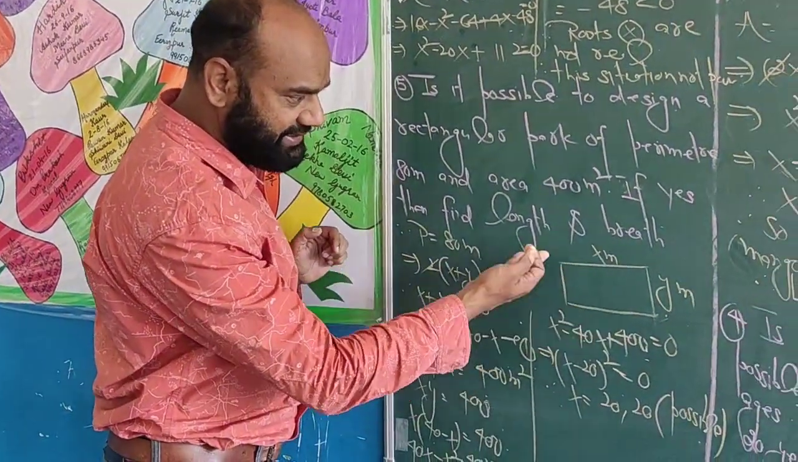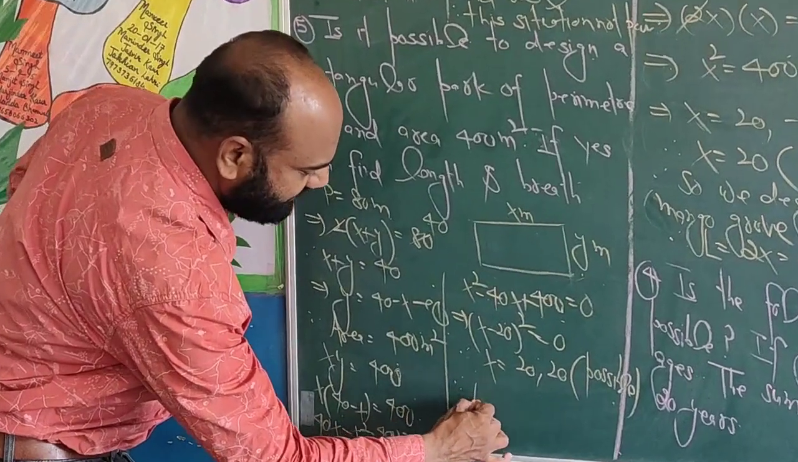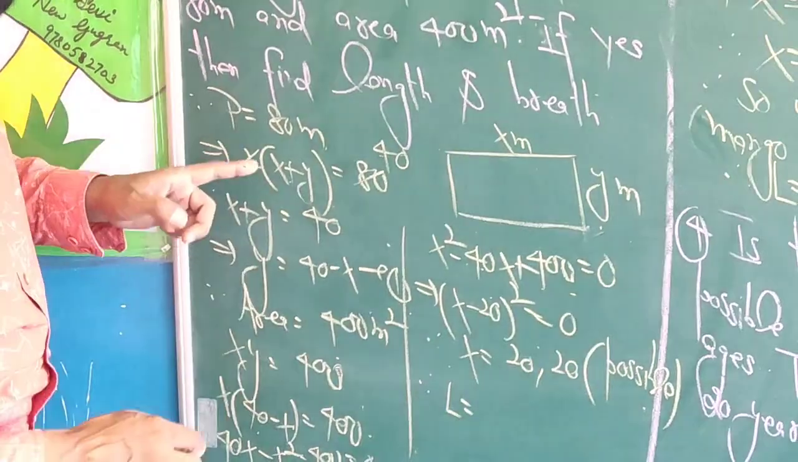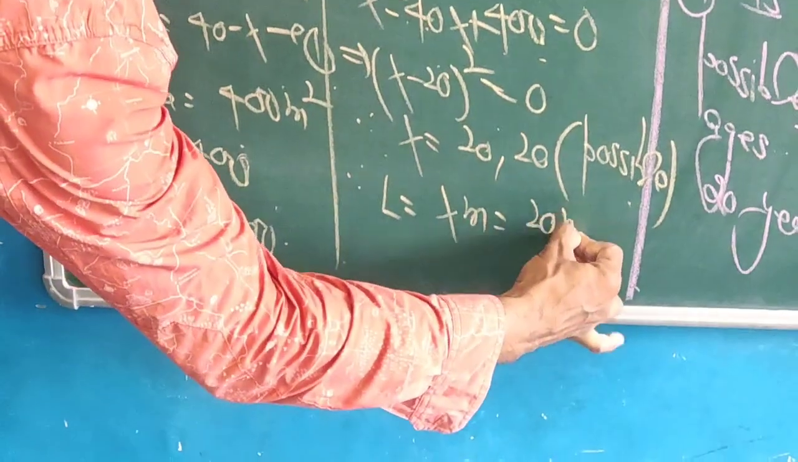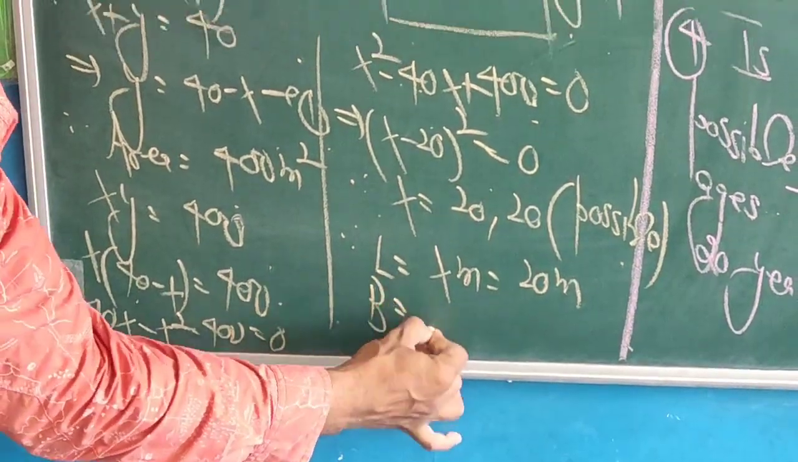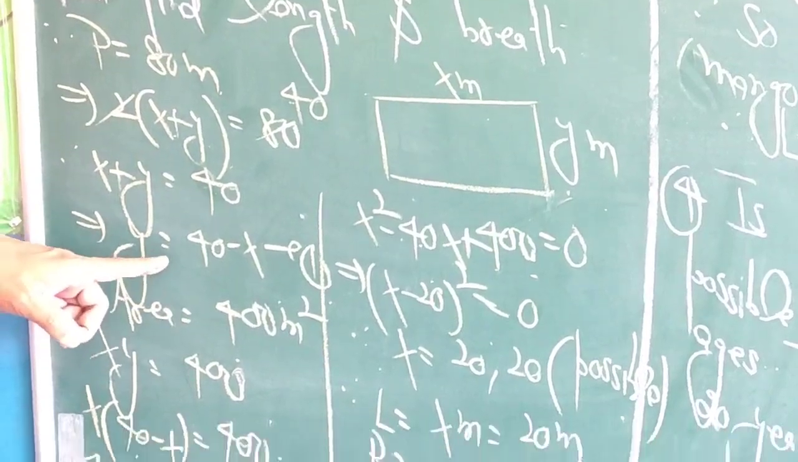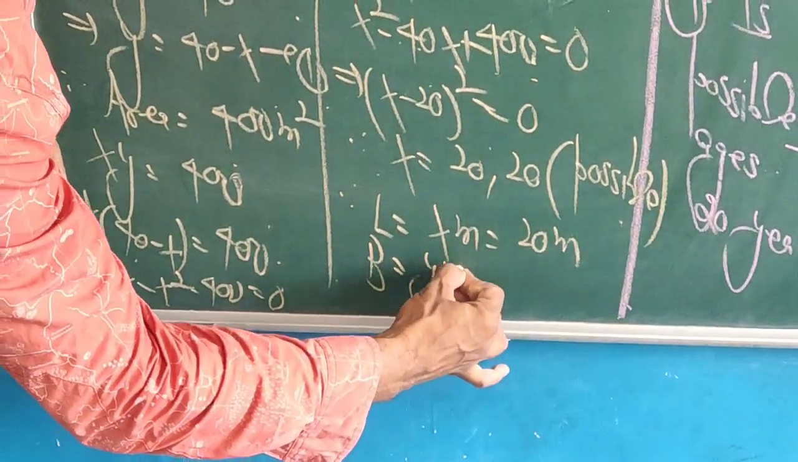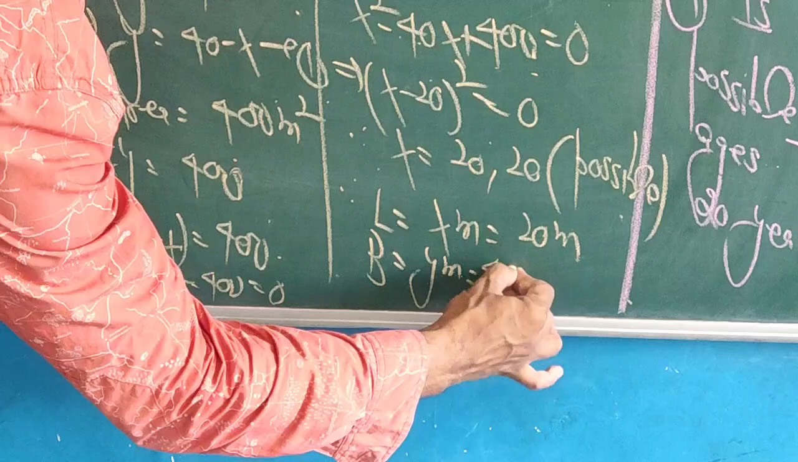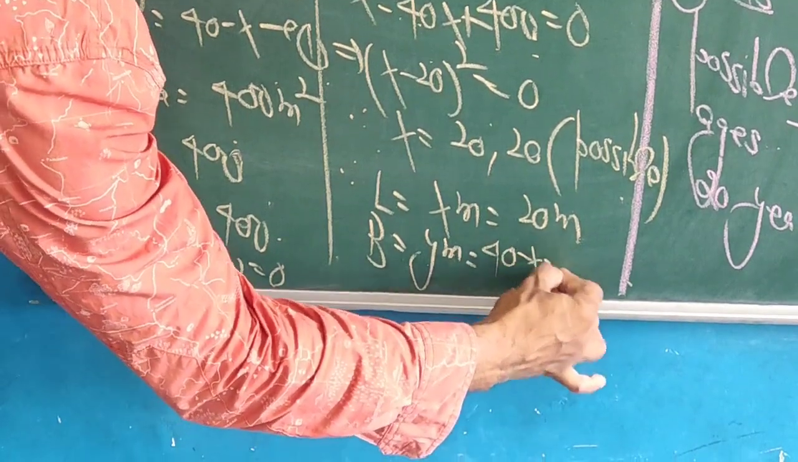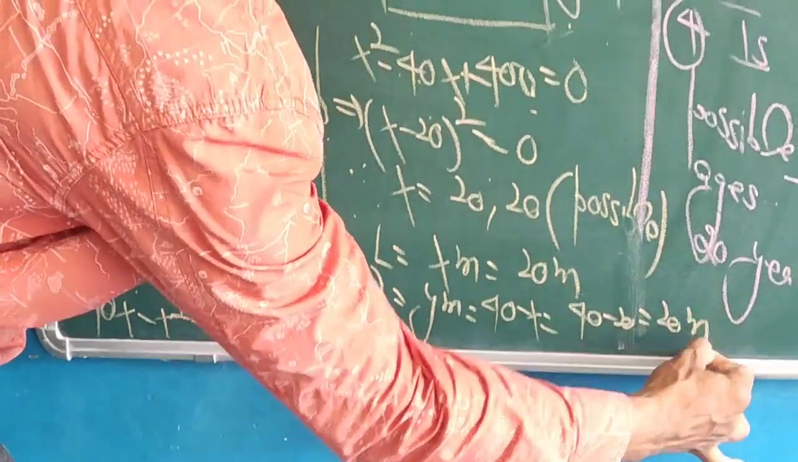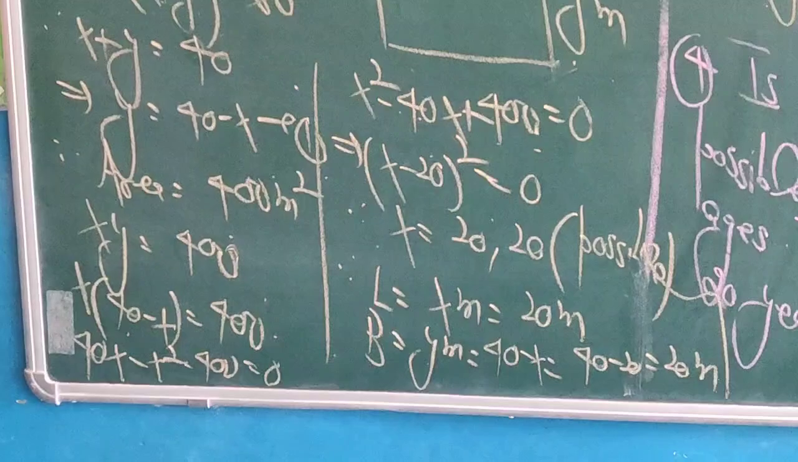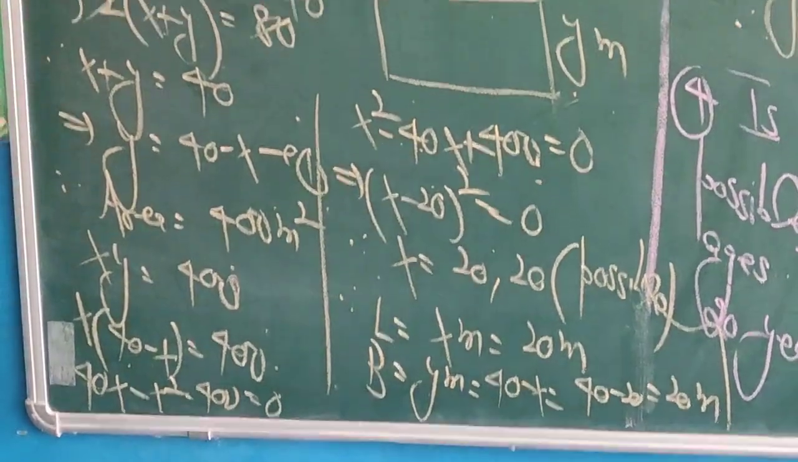Now we want to find its length and width. Therefore, length of rectangular park, we assumed the length of rectangular park is x meter, that is 20 meter, and breadth of rectangular park is y, and this is equal to 40 minus x, which is also equal to 40 minus 20 is equal to 20 meter. So here length is 20 meter and breadth is also 20 meters.